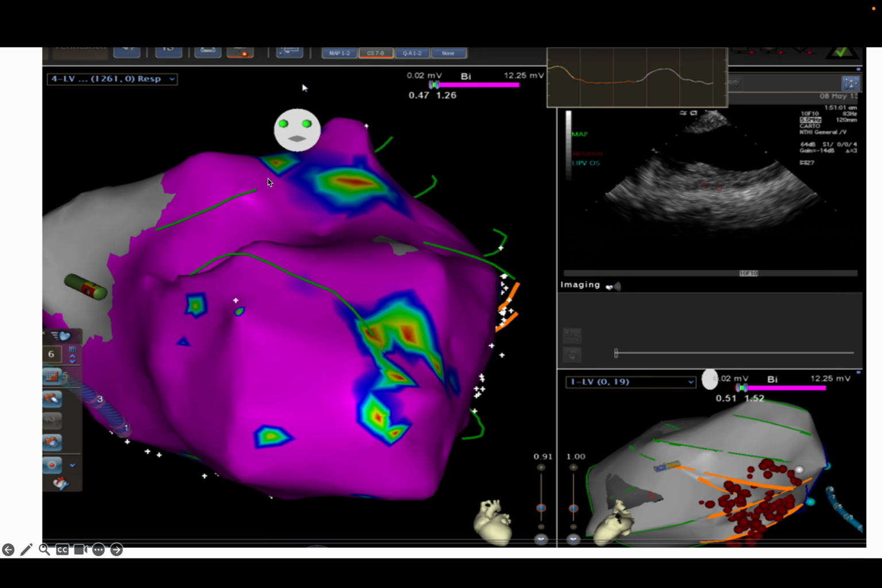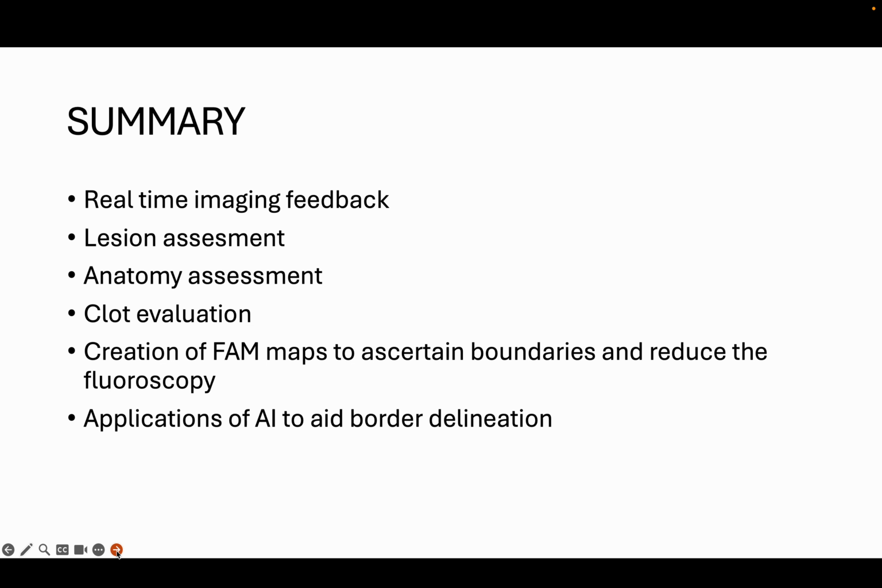then when we are mapping it for substrate, we can actually see where the substrate is on the intracardiac echo guided FAM map, and then go to that location in real time and be able to assess its significance with respect to the arrhythmia or the rhythm that is being mapped.